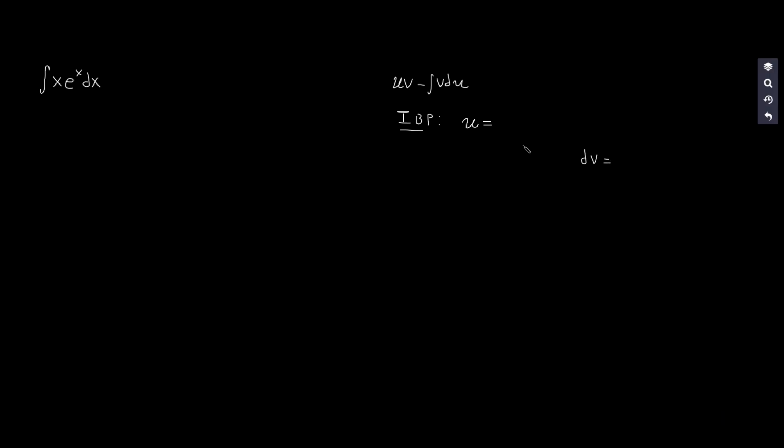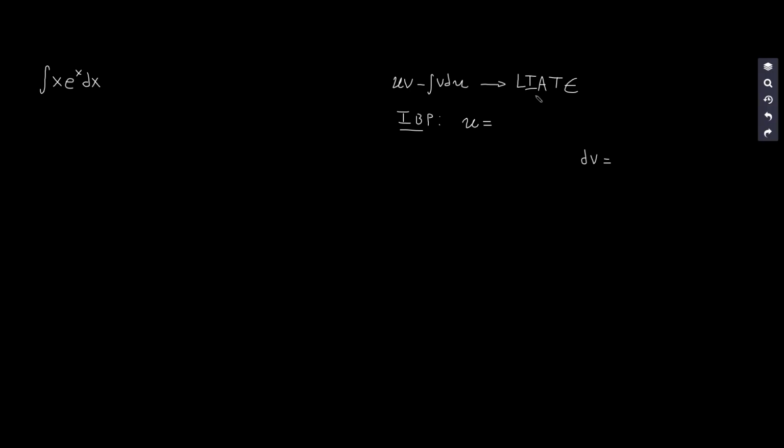But how does the selection process go for picking u? What type of functions have precedence over one another when picking u? As you can imagine, if I flip-flop them around, you get different answers. So the way to determine what you're going to assign u to be is by using what's called LIATE. You can think of LIATE as maybe the name of a cat.